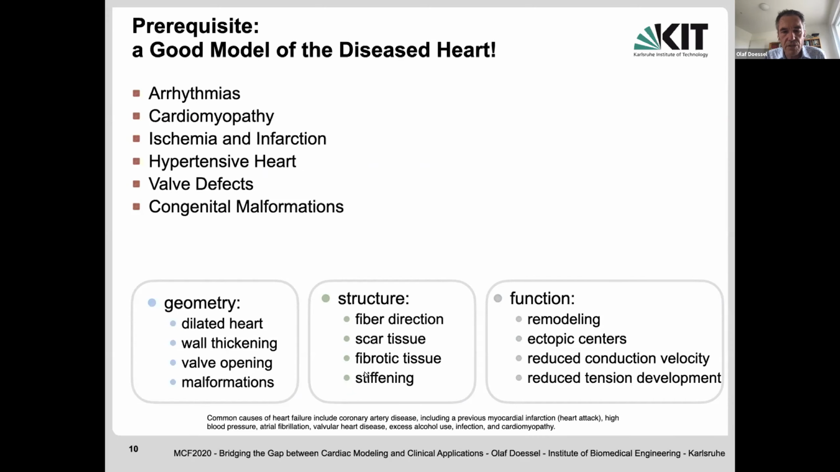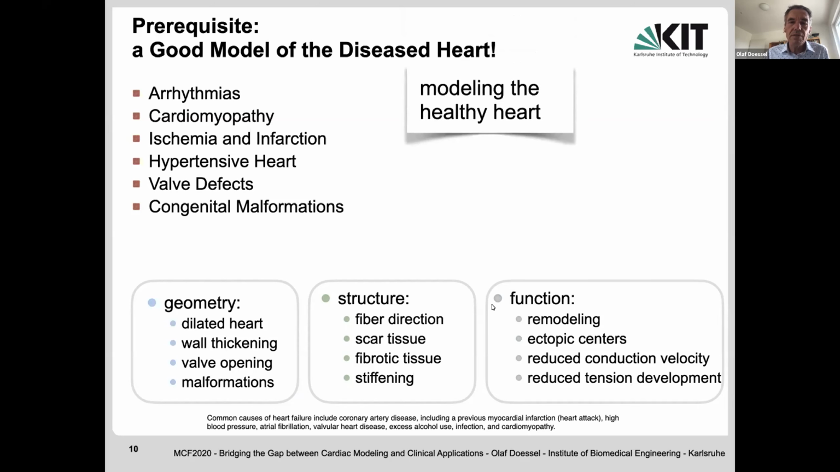Then also the structure of the tissue will change. We have changes in the fiber direction. We can have scar tissue in ischemic hearts. We can have fibrotic tissue in hearts of patients with AFib. We have a stiffening in hearts with cardiomyopathy. And then we have also changes in the function. The cell models change if the heart is in an ongoing arrhythmia. We have ectopic centers. We have conduction velocity changes. We have reduced tension development.